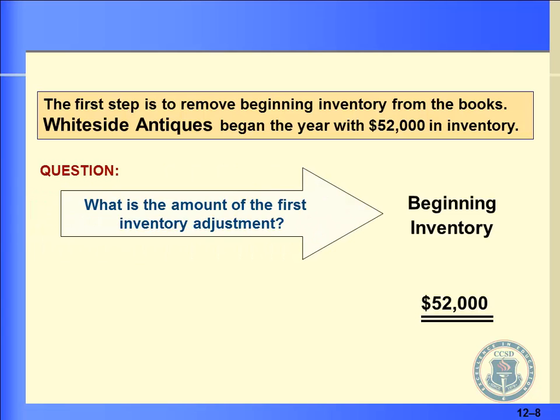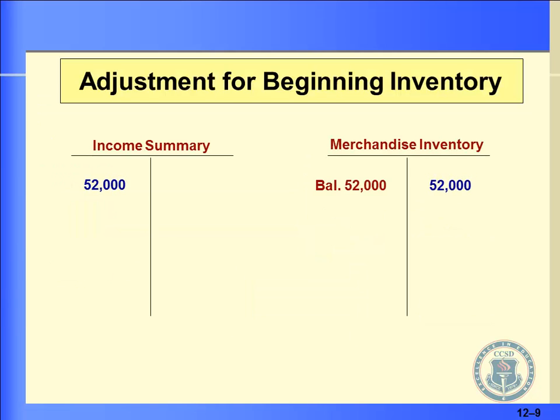What we do is we say, what's the adjustment? We have $52,000. I'm going to do this up on the board also so that you can see more of what we do on the actual worksheet, which is what we're going to end up doing with this. So I'm going to have a little account here, merchandise inventory with the debit balance of $52,000. And I'm going to have an income summary account down here. Now this is our trial balance.